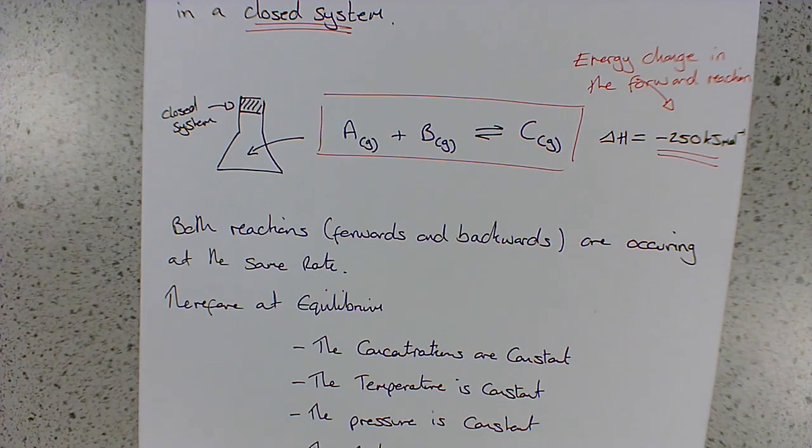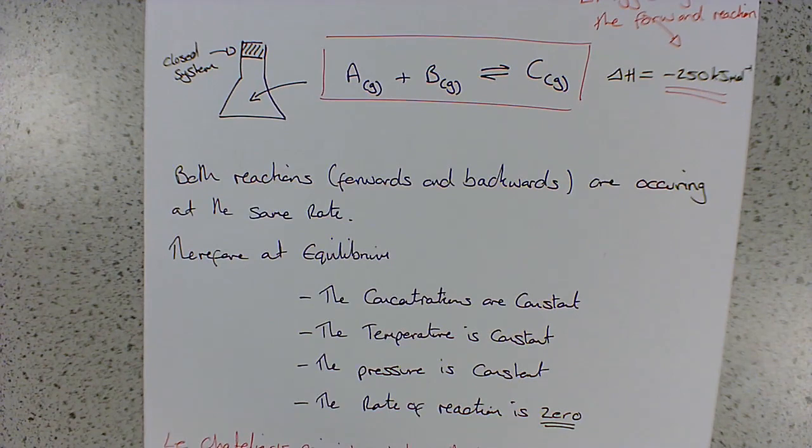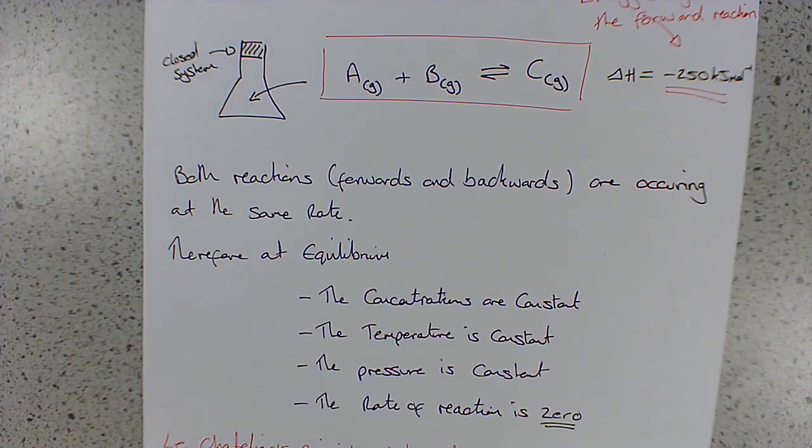So, both reactions are occurring forwards and backwards at the exact same rate. So, at equilibrium, the concentrations of A, B, and C are constant. They won't be changing. The temperature of the reaction will be constant. It will not be increasing in temperature, it will not be decreasing in temperature. The pressure will be constant. The rate of reaction would appear to be zero, because as quickly as A and B are forming C, the C is breaking back down into A and B. So if you were looking at a dynamic equilibrium system, you would appear to see nothing happening.